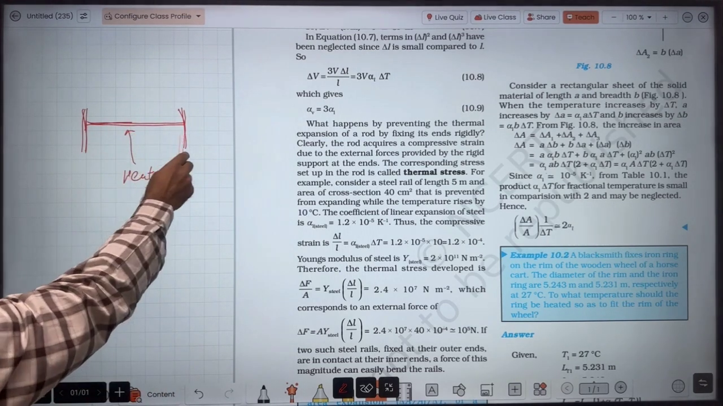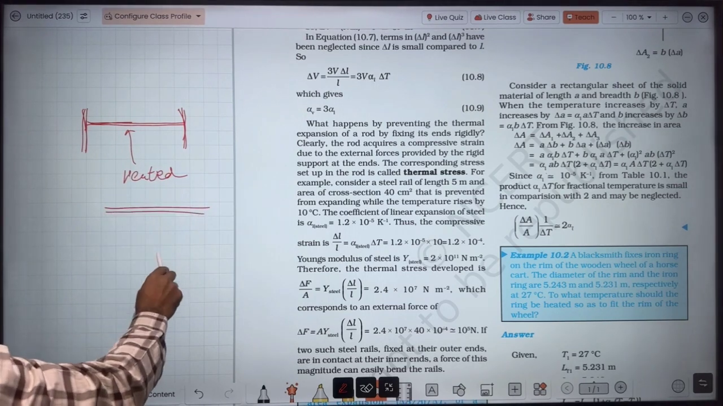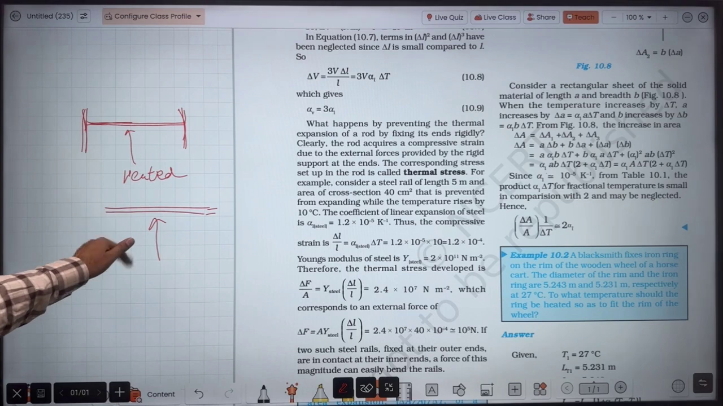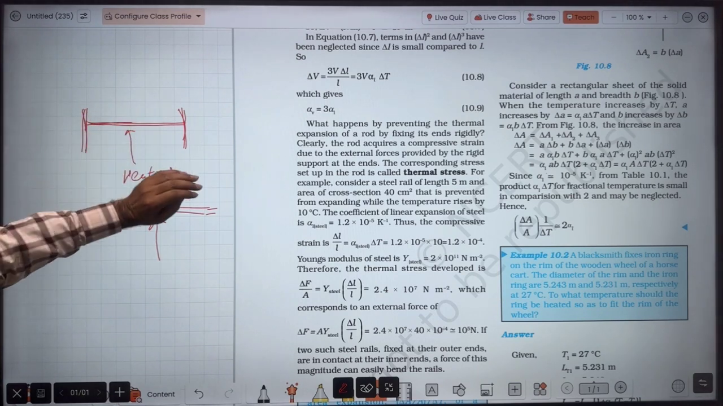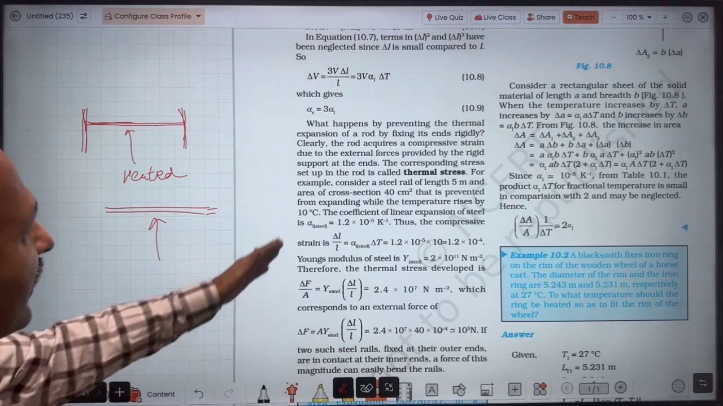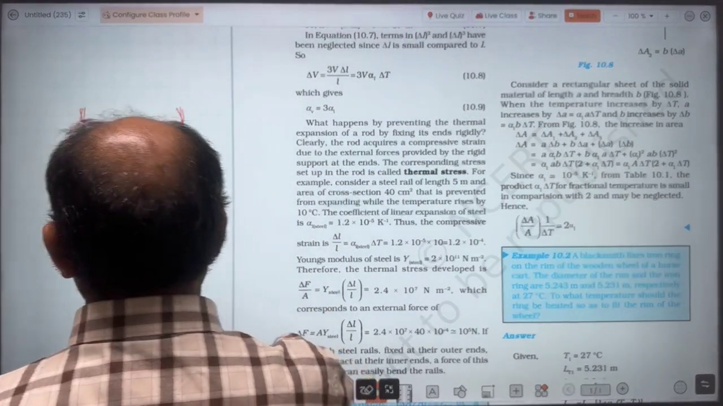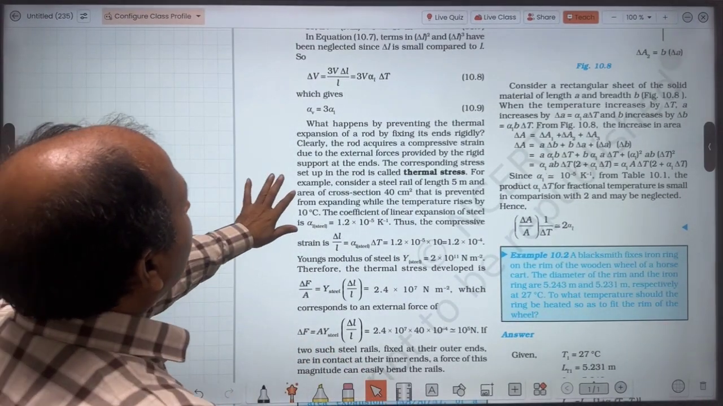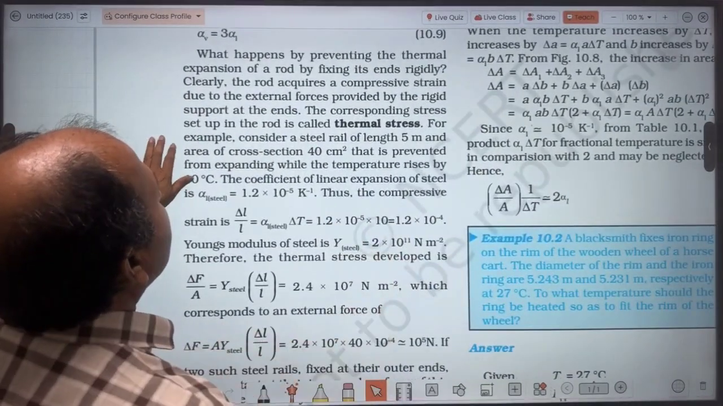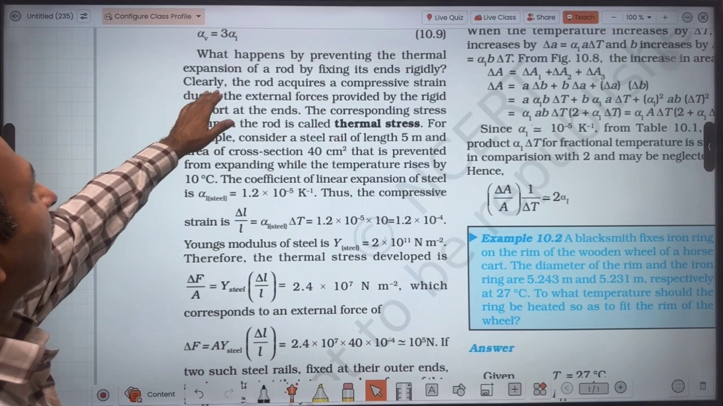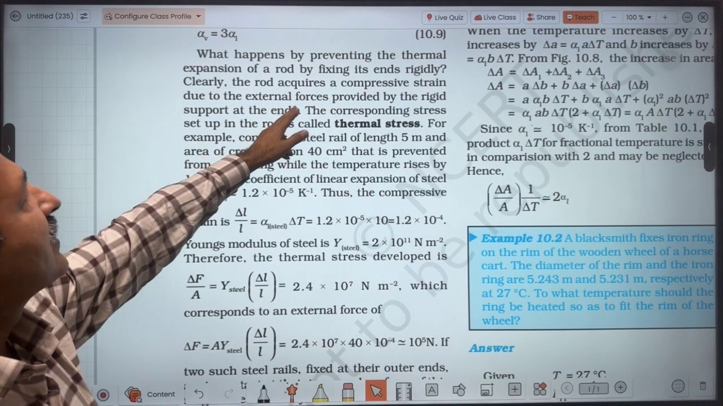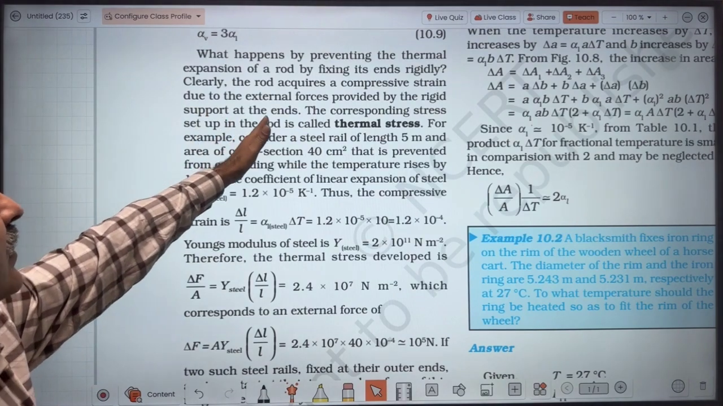If it is free, suppose this is a rod being heated and it is free to expand, then there won't be any thermal stress. But in this case, since there is restriction, definitely there will be some thermal stress. That is what they are talking about here. Let's see what is written. What happens by preventing the thermal expansion of a rod by fixing its ends rigidly? Clearly, the rod acquires a compressive strain due to the external forces provided by the rigid support at the ends.